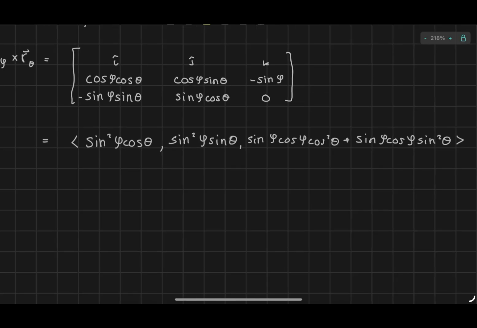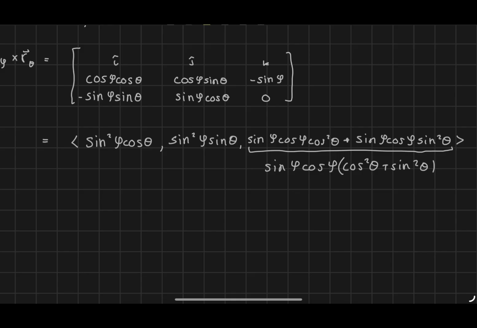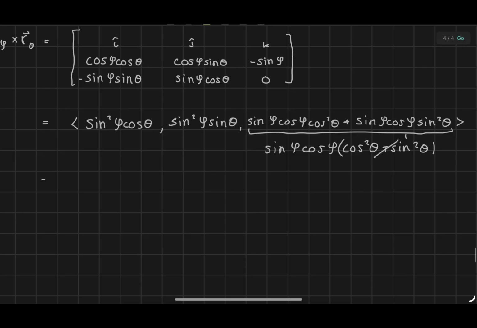Let me see here. What can I simplify? I can simplify this actually. I can pull out that common sine phi cosine phi, and then this is just going to be cosine squared of theta plus sine squared of theta. Our favorite identity, I guess. This is going to be 1. Therefore, our final cross product is going to be sine squared of phi cosine theta, sine squared of phi sine theta, and sine phi cosine phi.